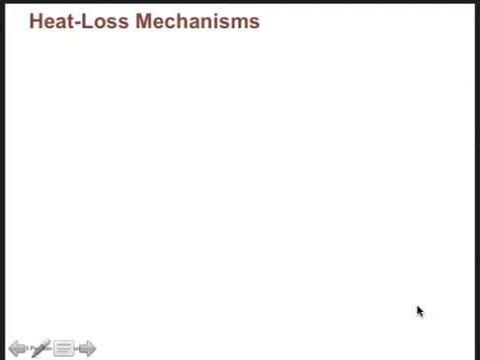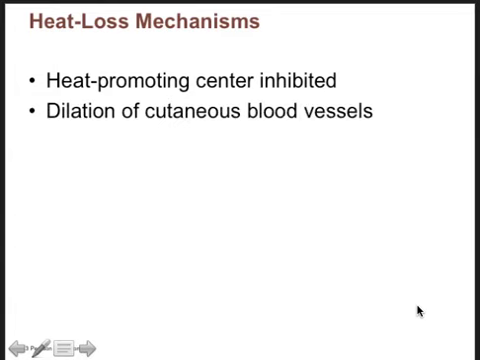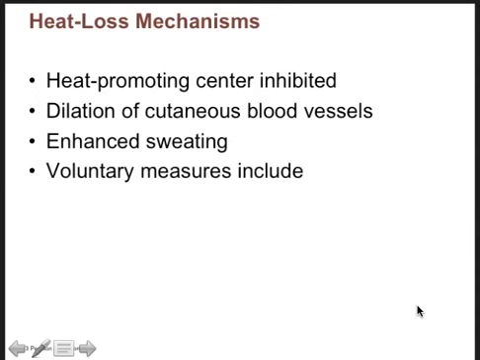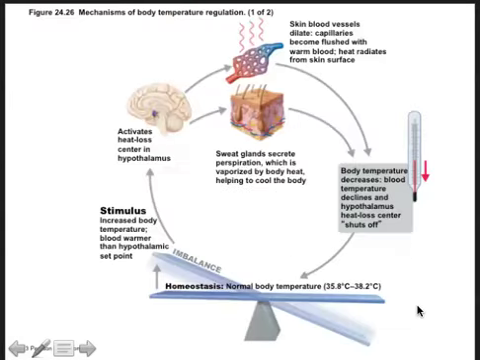Heat loss mechanisms are basically where the body begins to cool. The heat promoting center can become inhibited. This can result in the dilation of cutaneous blood vessels so the skin turns red. Enhanced filtration of the blood produces sweat. As it accumulates on the skin and evaporates, this cools the blood under the skin. Voluntary measures include reducing activity, seeking a cooler environment, and wearing light-colored, loose-fitting clothing. And so what you're looking at here is just the mechanisms of body temperature.